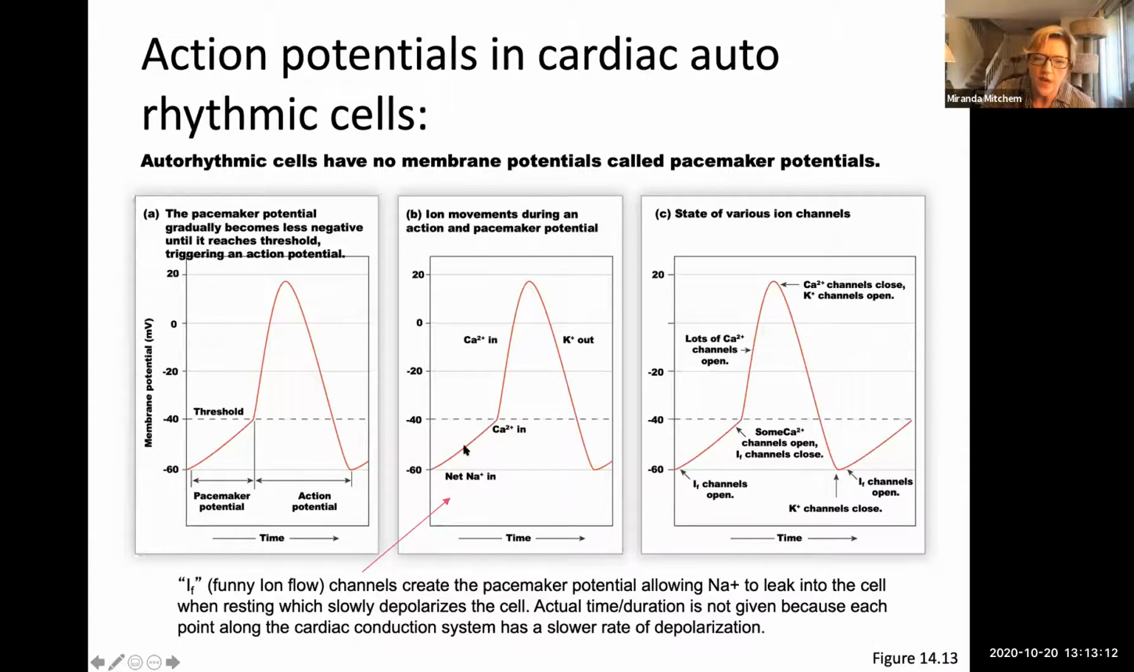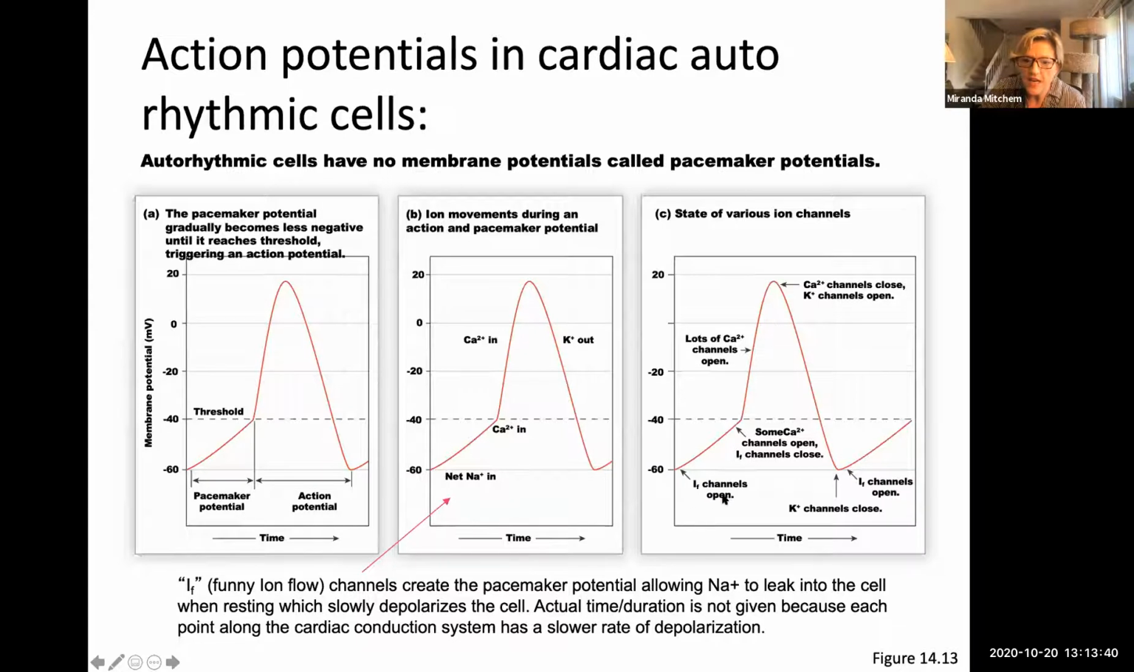So we have a flow of sodium in, and then we get to our threshold of -40, the calcium channels open, allowing calcium to rush in, and then we have the changing of what's happening in our gates. So our calcium channels close and our potassium channels open, which allows for the movement of potassium. And then finally, we get back down to membrane potential.